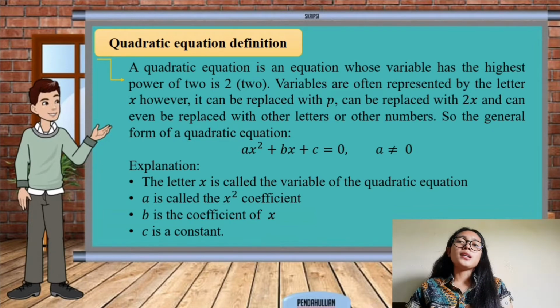Explanation: the letter x is called the variable of the quadratic equation, and a is called the x squared coefficient, and b is the coefficient of x, and c is a constant.